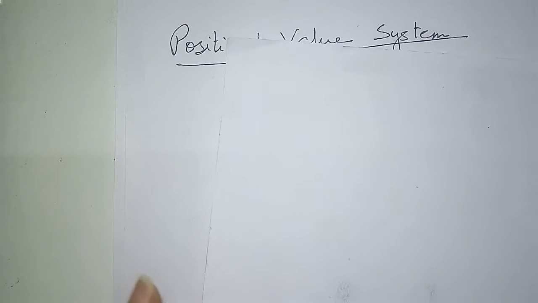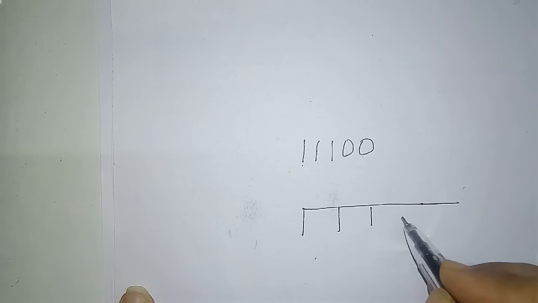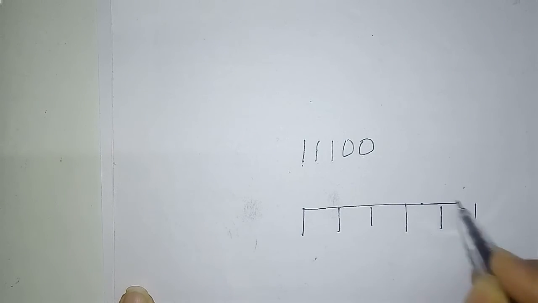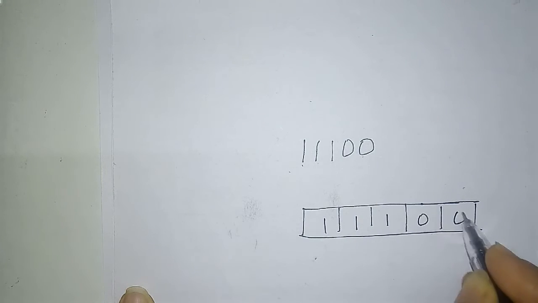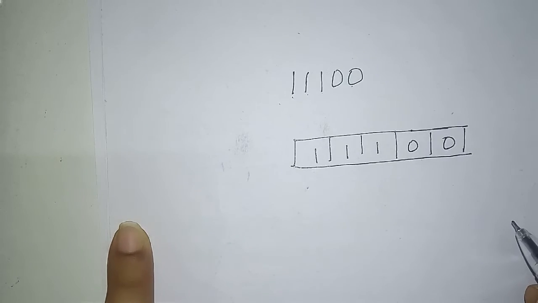The same positional value is given to the digits which are used in the binary number system also. Here also, as I told you, any value in the binary number system will be written using only the zeros and 1. So suppose we have taken a number 1, 1, 1, 0, 0. So this number has 5 digits. So we are going to divide them into columns. Now we are going to provide them the positional value.